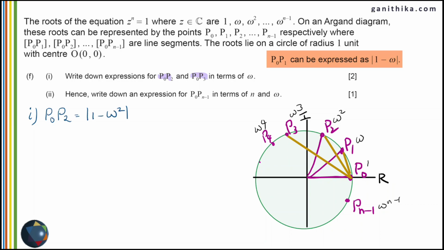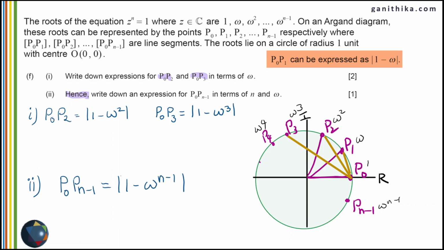So this is what your answer is going to be. P0 P2 is distance between 1 and omega square. Therefore, it is modulus of 1 minus omega square. And P0 P3 is distance between 1 and omega cube. Therefore, the distance is modulus of 1 minus omega cube. And then hence, using this pattern, you are going to write an expression for P0 Pn minus 1, which is going to be very simple because it's the distance between 1 and omega power n minus 1, which can be written as modulus of 1 minus omega power n minus 1.